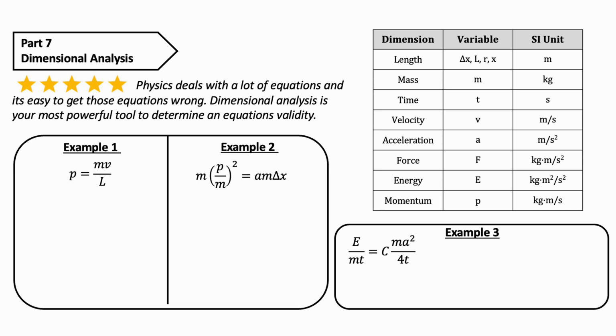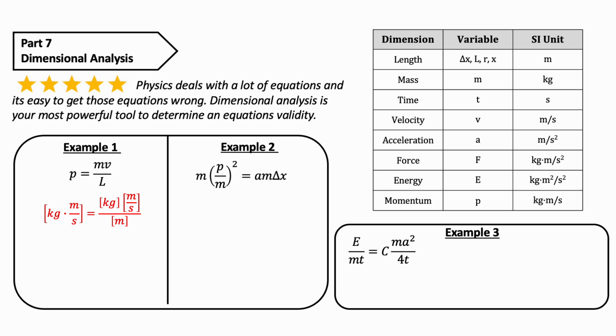We see we have P all by itself. Well, the units for momentum, P, are kilograms times meters per second. So that is one thing on the left side. Now, on my right side, I have 3 different things. I have mass, whose units are kilograms. I have velocity, whose units are meters per second. Then I have length, which has the units of meters. Are these the same thing?